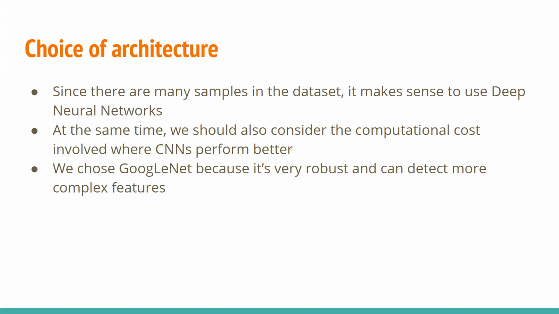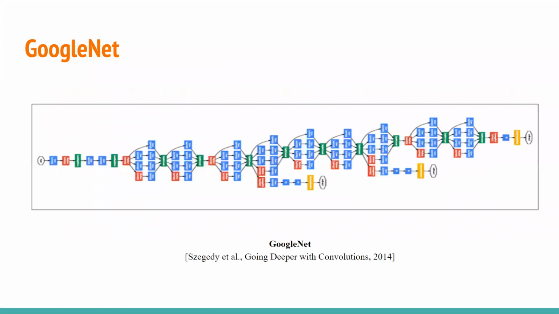We chose GoogleNet, a widely accepted architecture, because it is robust and can detect very complex features. Now, this is what GoogleNet looks like. There are many layers and there are multiple 2D convolution and max pool operations that are applied. Now, don't be scared by the size of this model.